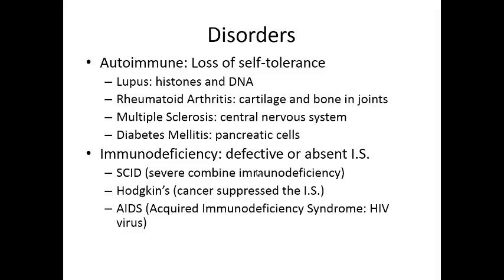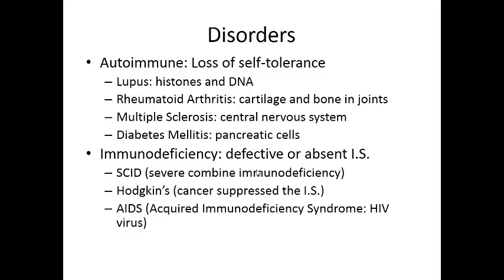Rheumatoid arthritis is when the body or the immune system targets the cartilage and bones within joints. Multiple sclerosis is when the immune system targets the central nervous system, in particular the Schwann cells on the axons of neurons. Finally, we have type 1 diabetes, diabetes mellitus, in which the immune system targets the beta cells of the pancreas.